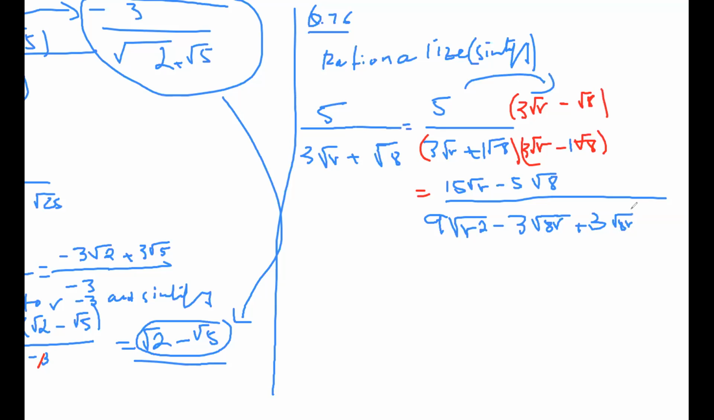And what is the last multiplication? Plus times a minus is a minus. Radical 8 times radical 8 is basically radical 64, which is 8. And what else?